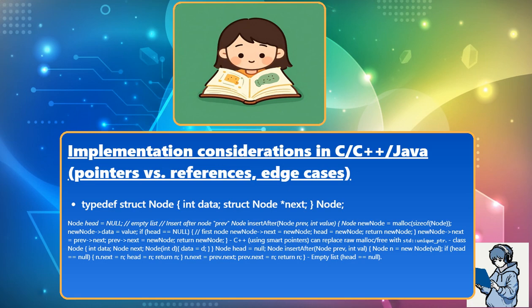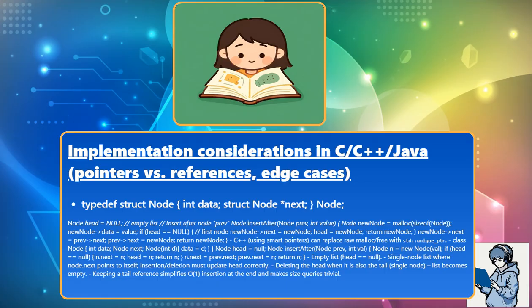Empty list: head equals null. Single node list: node.next points to itself. Insertion or deletion must update head correctly. Deleting the head when it is also the tail, which is a single node, makes the list become empty. Keeping a tail reference simplifies constant time insertion at the end and makes size queries trivial.